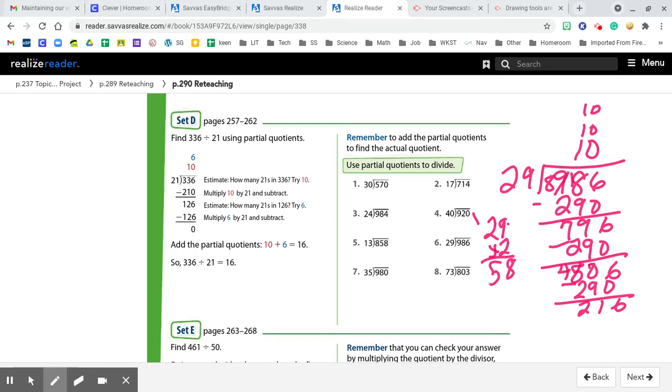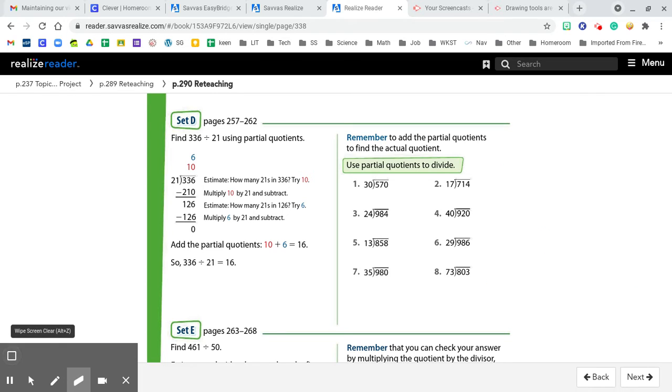Let's see. Something's not looking right here again, too. All right, 980 minus 290. Make sure I carried in 5, 1, 2. Okay. 10, 20, 30. I'm starting this one over.